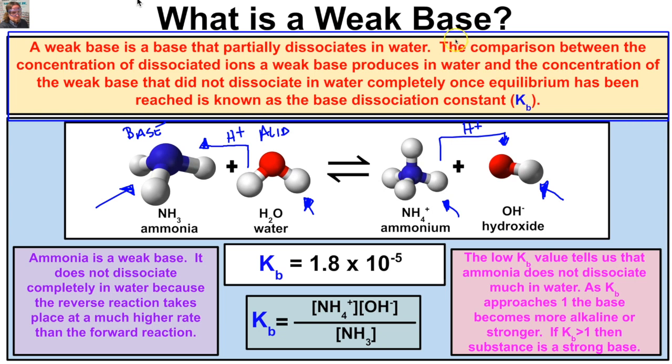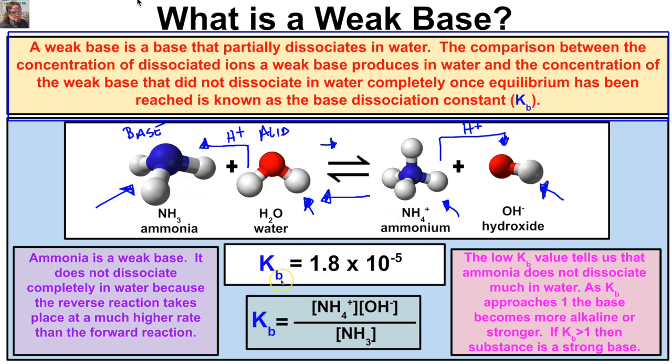And so whenever we have a weak base, the reverse reaction takes place at a much higher rate than the forward reaction does. Okay, so we're not going to have very many dissociated ions because these two dissociated ions are reacting with one another to produce our weak base over here. And that's what ends up happening with a weak base. Ammonia is a weak base. It does not dissociate completely in water because the reverse reaction takes place at a much higher rate than the forward reaction does.